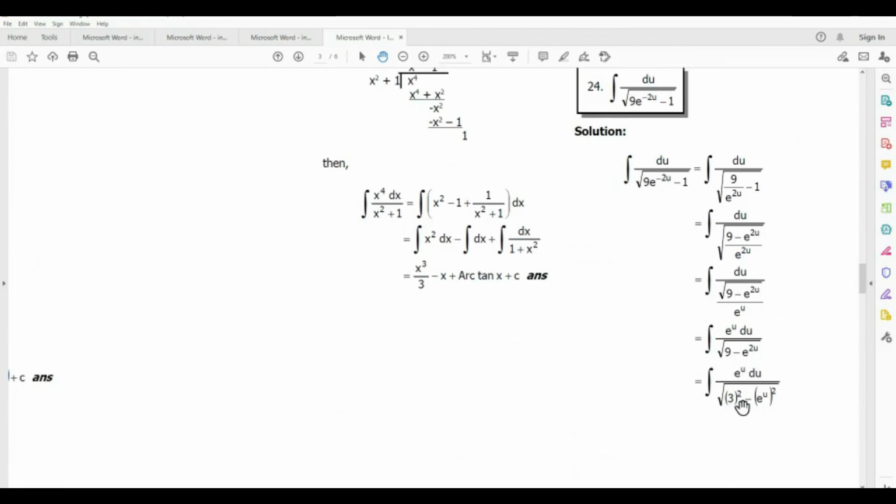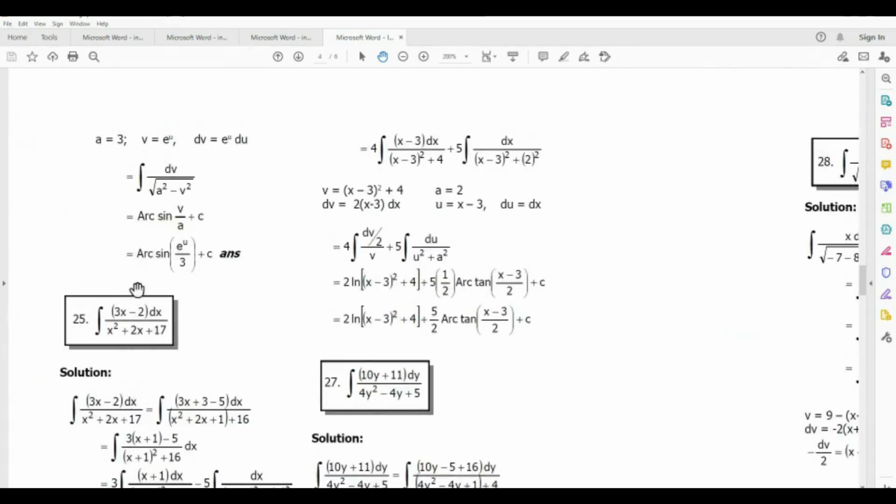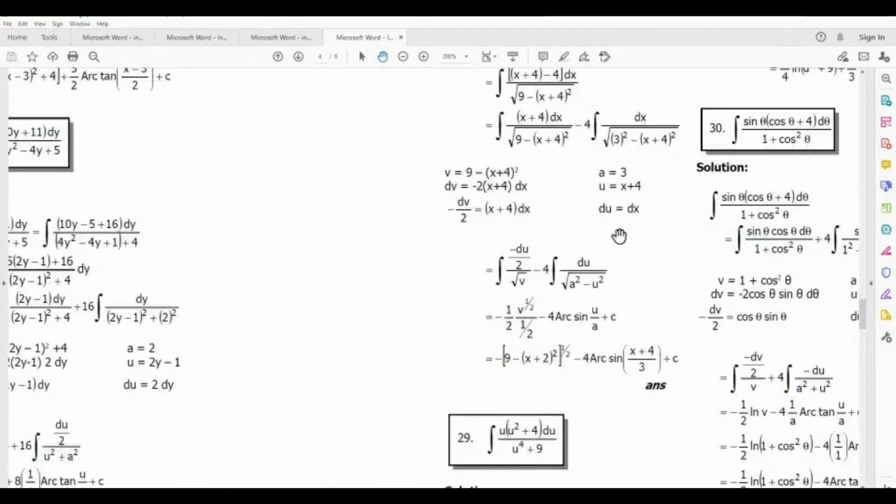So, magiging arc sine to. Your a is equal to 3, your b is equal to e to the 2u, your db is equal to e to the 2u du. So, mangyayari dito, integral of db over square root of a squared minus b squared, or arc sine of b over a plus c, or your b is equal to e to the u. Okay. So, sinabi dito. So, again, marami pa yan. Ibibigay ko sa inyo yung kopya na to. Then, that ends inverse trigonometric function.